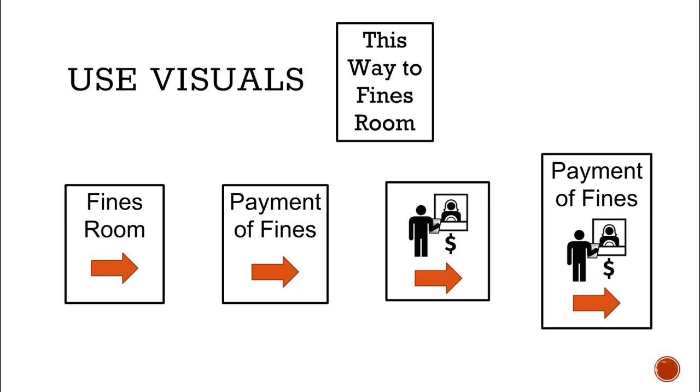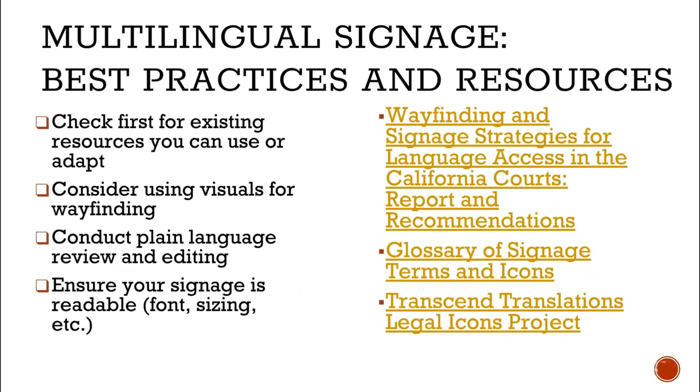And then I also played around a little bit with the fines room concept, and I always find that this can be a little bit tricky, right? Because if you have a bronze plaque that says fines room over your fines room, maybe you need to stick with that and not try to change it. Even though something like payment of fines or, you know, just fines alone might be a better way to go. So what are some of those best practices when we're talking about signage specifically?